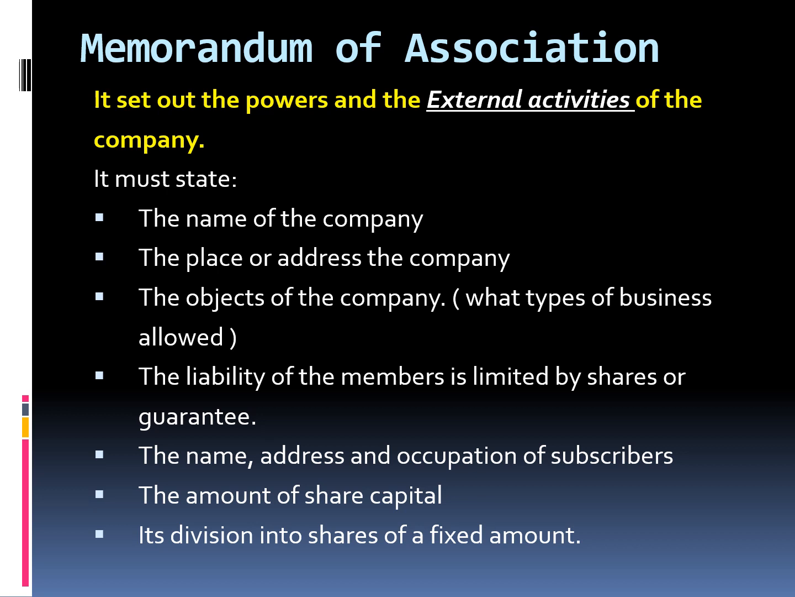And then the name, address and occupation of the subscribers. Subscribers ni refer kepada shareholders. Okay, and the amount of share capital. And the last one is its division into shares of a fixed amount. Fixed amount ni refer kepada berapa pembahagian share untuk preferred stock lah. Sebab preferred stock ni kita tahu dia punya payment must be in the fixed amount. Okay. So, itu sahaja untuk Memorandum of Association.